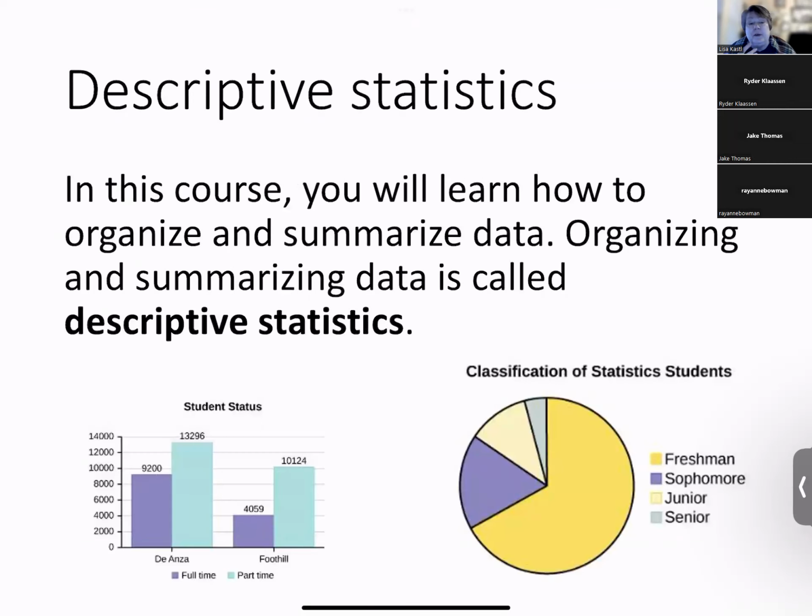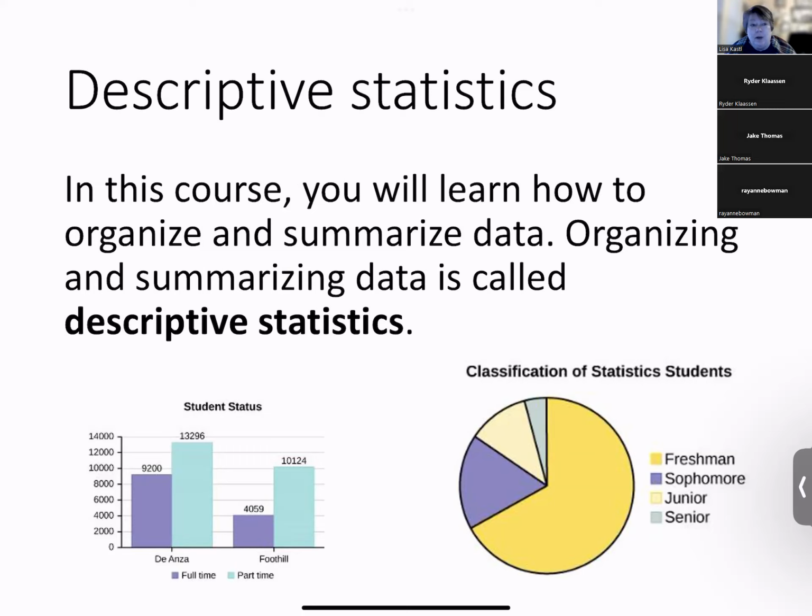All right, so the first kind of statistics that we're going to discuss in this course are descriptive statistics. And these are numbers that describe your data. There are a lot of different ways you can take the data and use it to describe your population. And certainly one of those ways is a graph. And we've got two different graphs here.